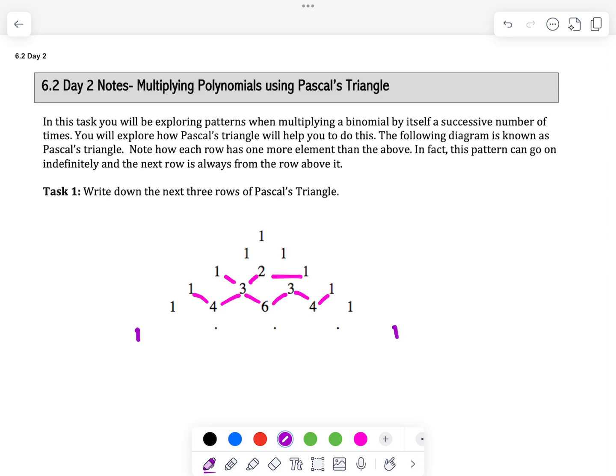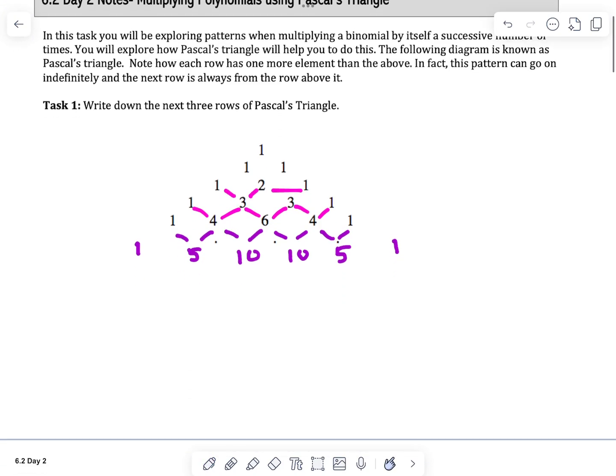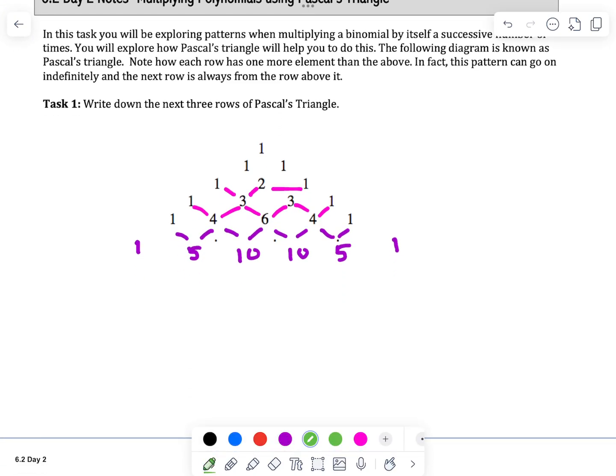you have 1s on the outside, and now 1 plus 4 is 5. 4 plus 6 is 10. 6 plus 4 is 10. 1 plus 4 is 5. So that's the next row. Then you add 1s on the outside. 1 plus 5 is 6. 5 plus 10 is 15. 10 plus 10 is 20. 10 plus 5 is 15. 5 plus 1 is 6.